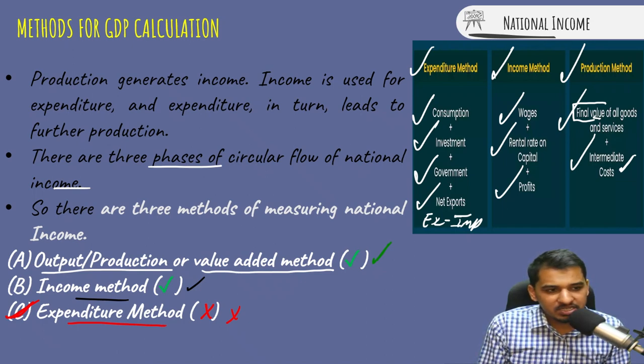But a simple definition is just we take the final value of all goods and services. This is the general definition which is taken, that you just take the final value of all goods and services. Intermediate cost we just don't write in many books. You will not see that it is written because at times it creates confusion. So we will be just seeing the final value of all goods and services in the production method. All right, I hope this is clear.